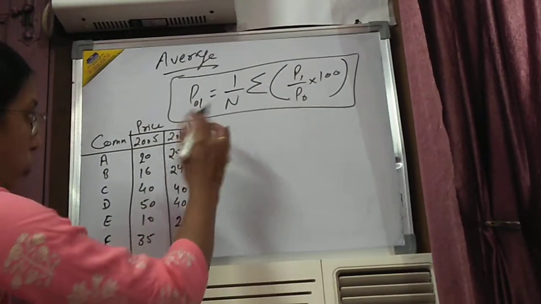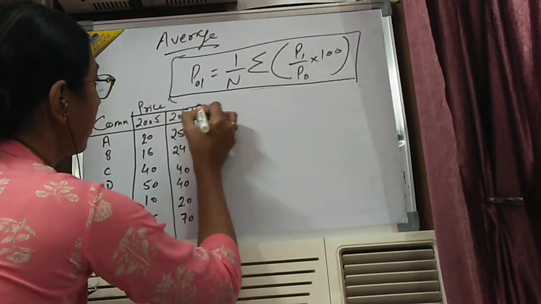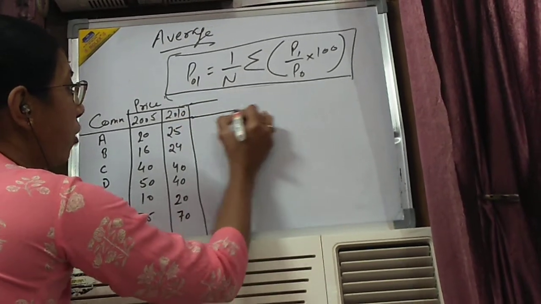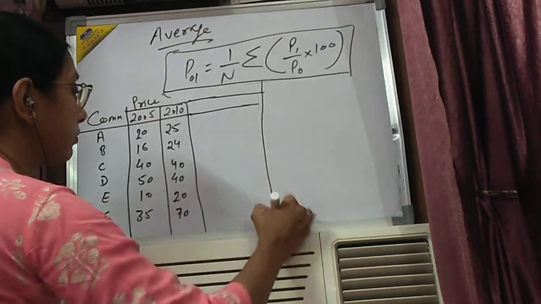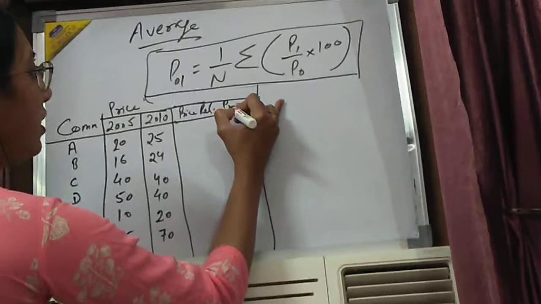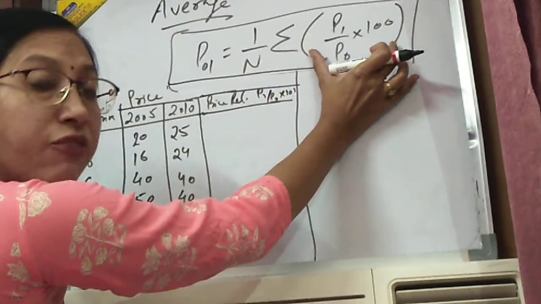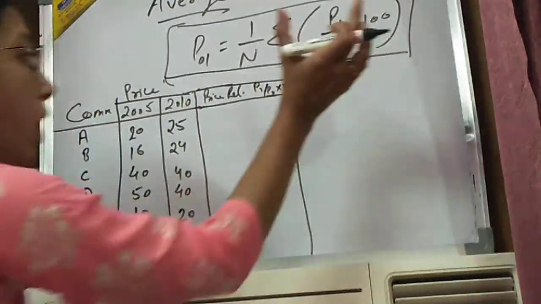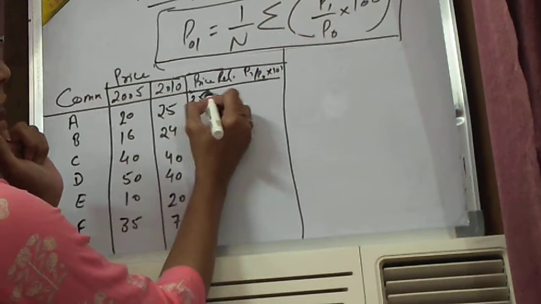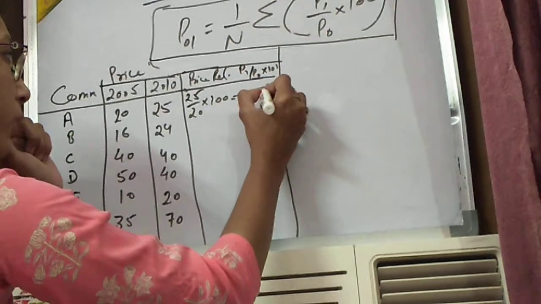Now what we have to do? We have to find out the price relatives. So for price relatives, the formula is P1 upon P0 into 100. We will find out the price relative of each and every commodity. So in the first case, it will be 25 upon 20 into 100. The answer will be 125.